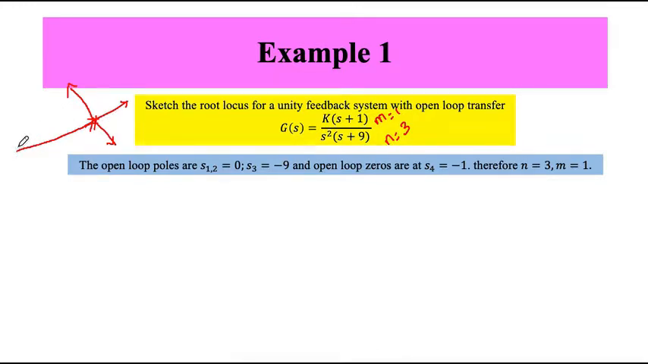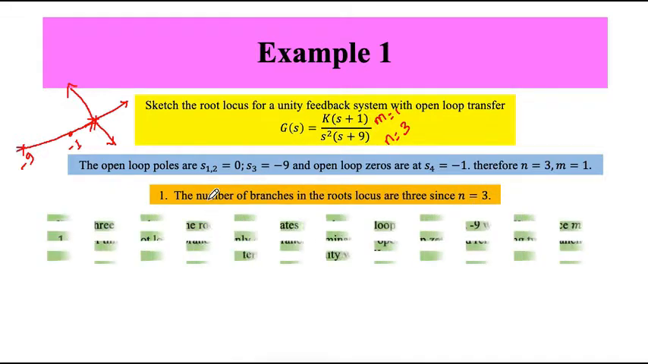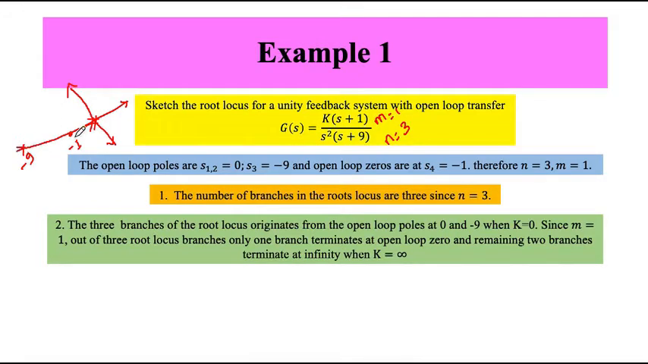Okay, so 1 and 2 poles are at origin. 1 is at minus 9. 1 zero is at minus 1. Okay, so my number of poles is 3, number of zero is 1. So number of branches of root locus will be equal to the number of poles. Out of these 3 branches, one will move towards the zero and another 2 will terminate at infinity.